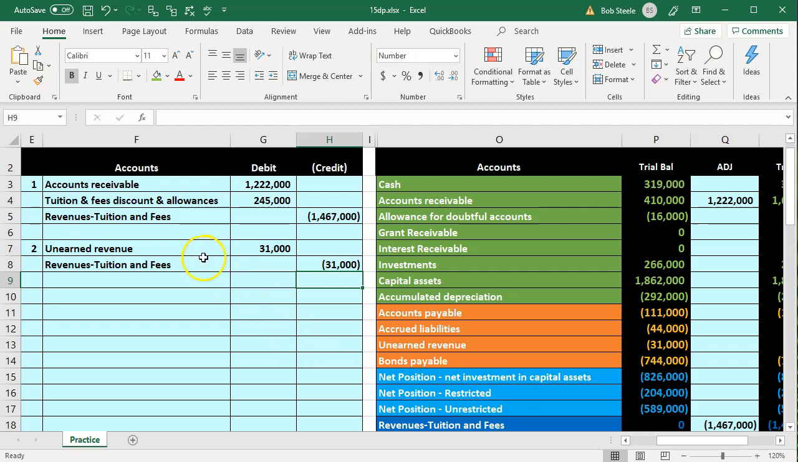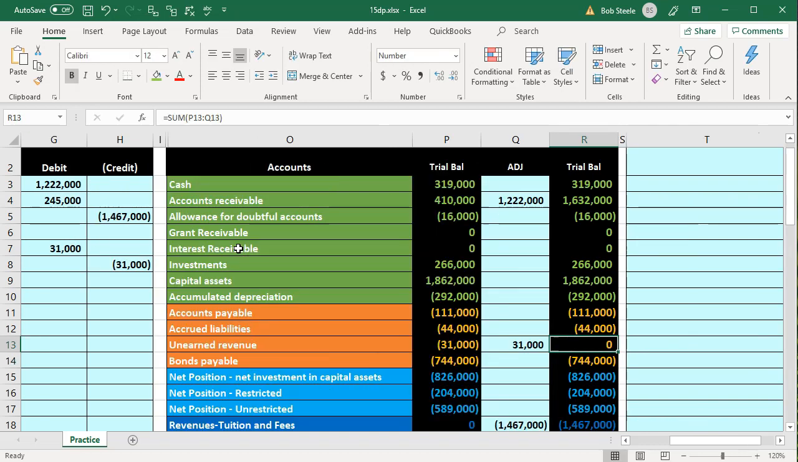Let's go ahead and post this out then. We've got the unearned revenue. Let's see what that does. We're going to scroll back down. Unearned revenue, we are going to be in cell Q13. Within Q13, we will say equals, scroll over to that 31,000 and enter. There we have that, making it go down to 0.